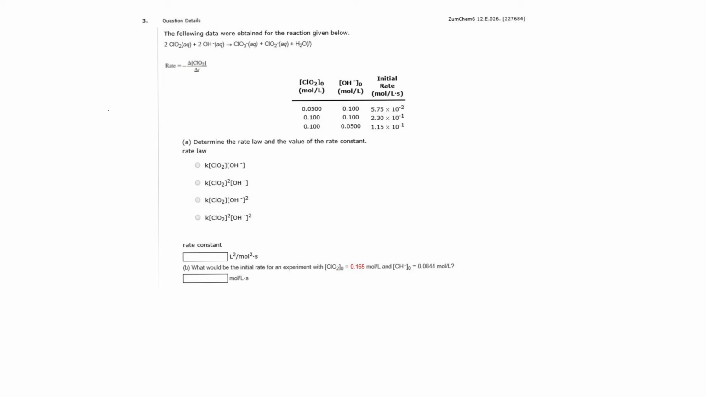This problem asks us to use the differential rate law for an equation which has two reactants. We have hypochlorite ion and hydroxide ion. So we know right off the bat that the general format of the rate law would be something like as follows.